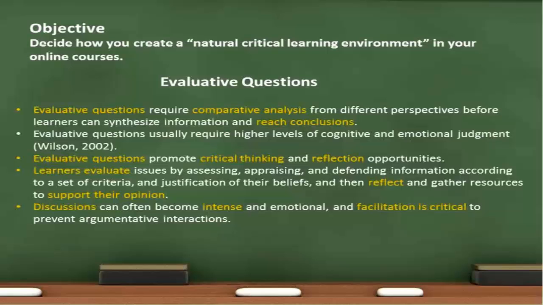So how do learners evaluate? They assess the situation, and then based on their assessment, they give appraisals, and then based on that, they have to defend what they decided on. Usually they're given a certain set of criteria. Based on that criteria, they make their own justifications because they have some sort of beliefs. You have their beliefs, the criteria, and then their justification brings the two together. After that, they reflect and support their opinion. So it's not a one-stage process.